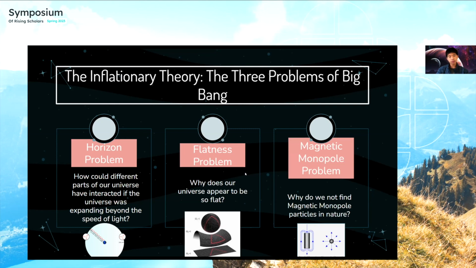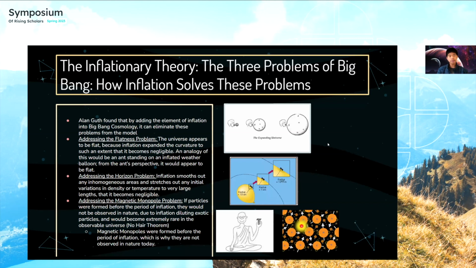Now, the magnetic monopole problem. A magnetic monopole is a type of fundamental particle predicted in the Big Bang model. However, scientists have failed to detect a single one of these particles despite the model stating that these particles should be pervasive. So why have we not found these particles in nature?